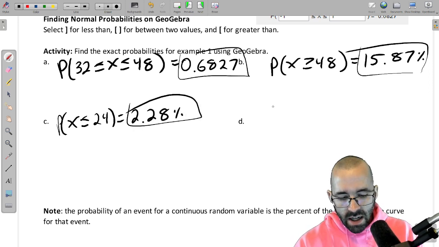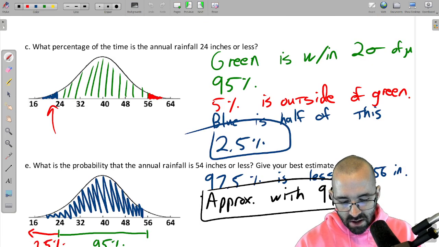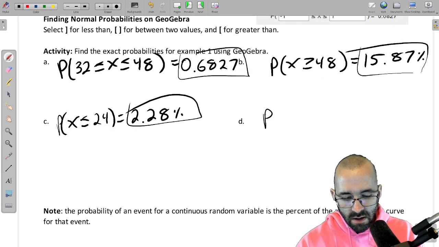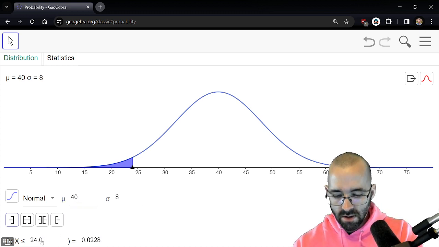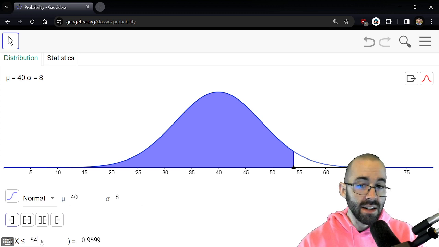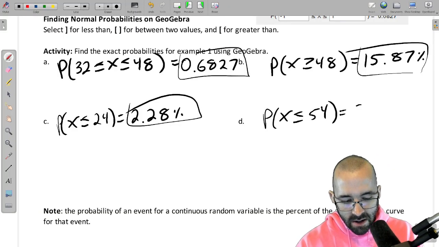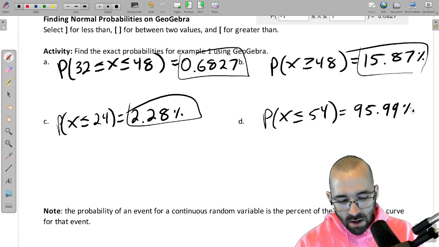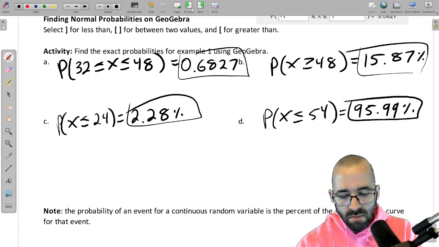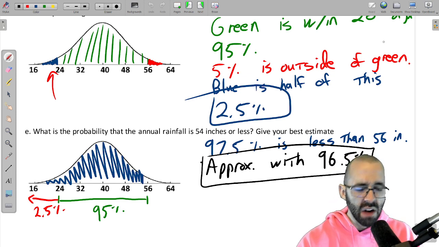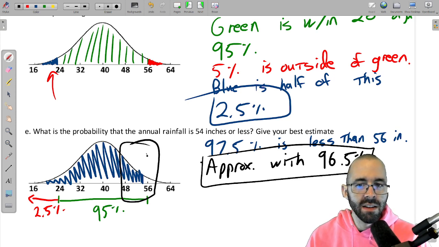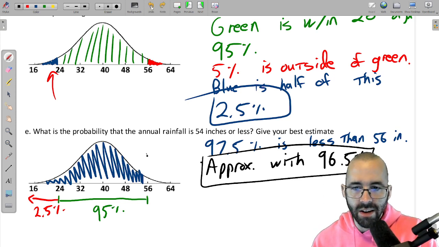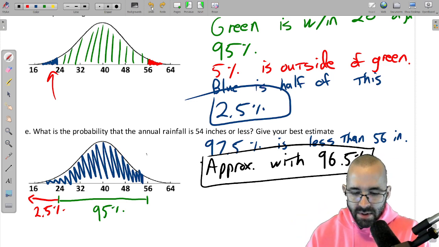All right, great. And then the last one was just 54 inches or less. We'll do that very similarly, and get about 96%. 95.99. What was my approximation? 96.5. I was a little bit more off, but that makes sense because we didn't really notice that we were between 1 standard deviation above and 2 standard deviations above. All right. There you go.